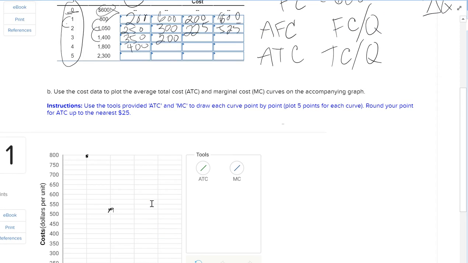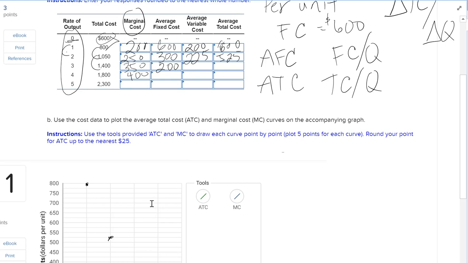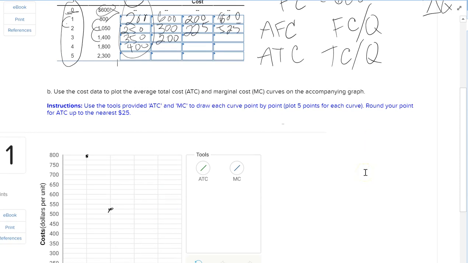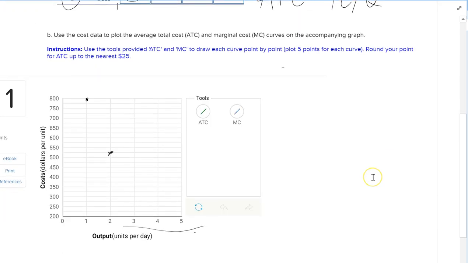The other curve you're going to plot on the same graph is the marginal cost curve. And you do it the same way. You read rate of output on the horizontal axis, and you plot those marginal costs on the vertical. So let me change colors and see if I can show you how that one's going to be different. That first unit of output is going to give us marginal cost of 200. So here we go. Here's my marginal cost of 200.